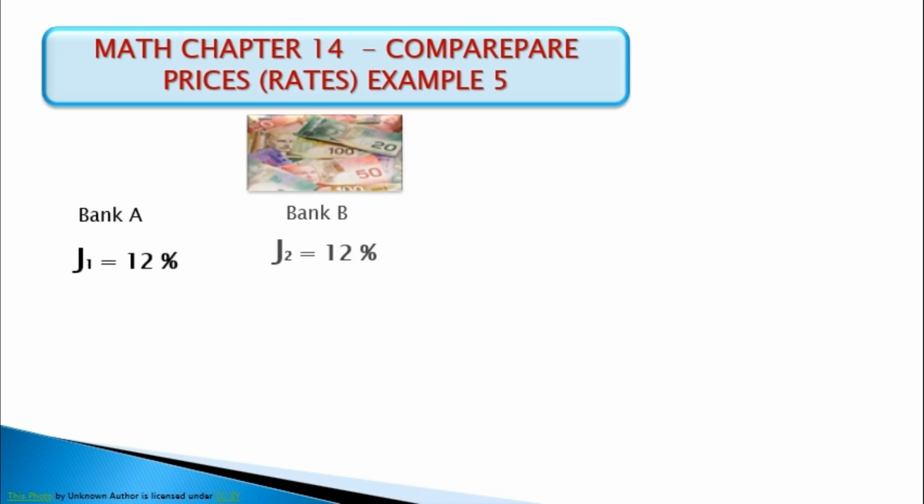So let's say all banks are using the J value, but they're using a different compounding period. Again, it's going to be very, very difficult to compare which bank has the lower rate and which bank has the higher rate.